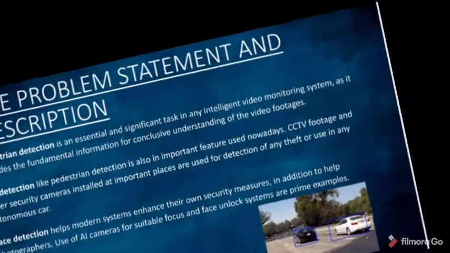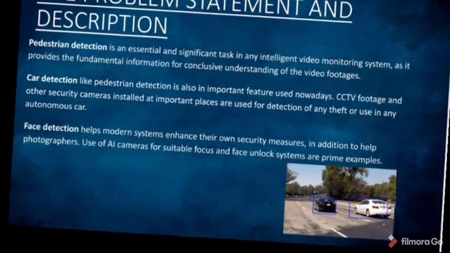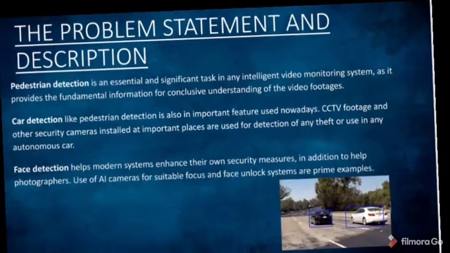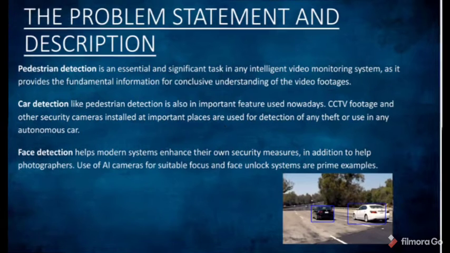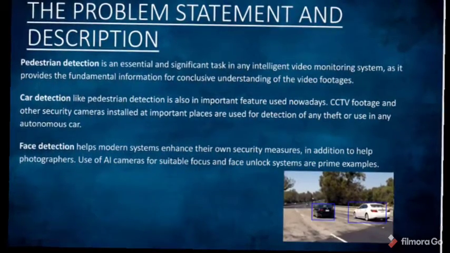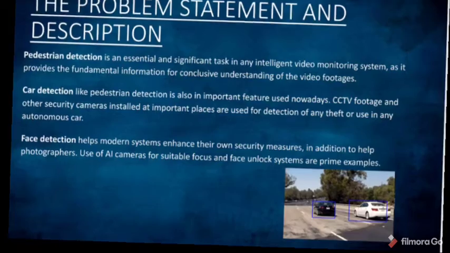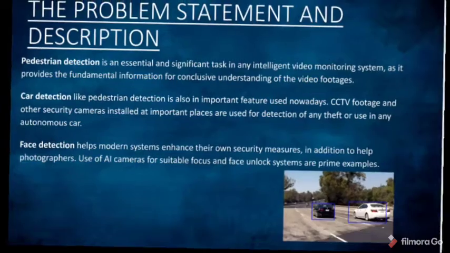Now we will talk about the problem statement and description. Pedestrian detection is essential and significant in video monitoring systems as it provides the fundamental information for conclusive understanding of the footage. Second, car detection. Car detection is very helpful in security cameras used for the detection of any thieves or any autonomous car. Face detection helps modern systems enhance their own security measures. In addition, it helps photographers; the use of AI cameras for suitable focus and face lock systems are prime examples.